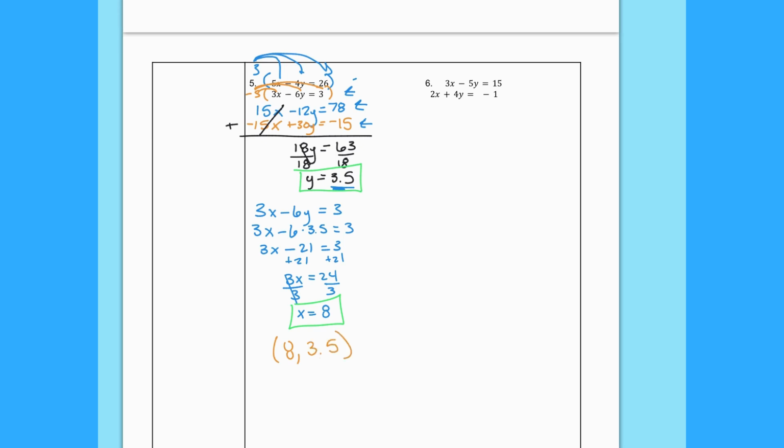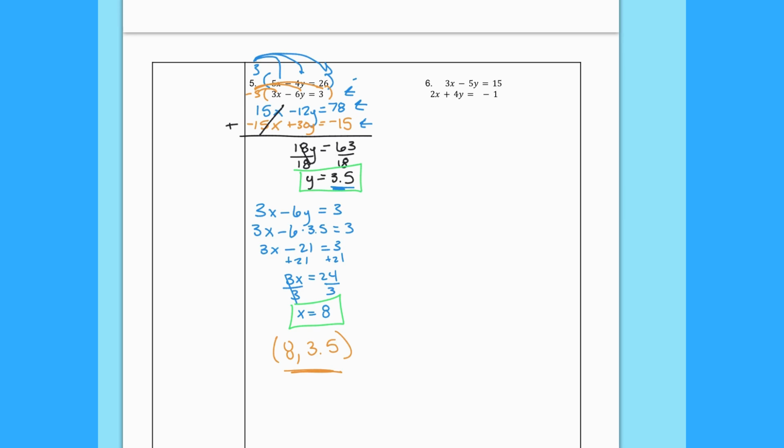If I had graphed these, this would be the ordered pair where those two lines would have crossed. Okay, number 6, we're going to do something similar. I can either make the x's cancel or I can make the y's cancel. And again, I'm going to choose the x just because they're smaller numbers.